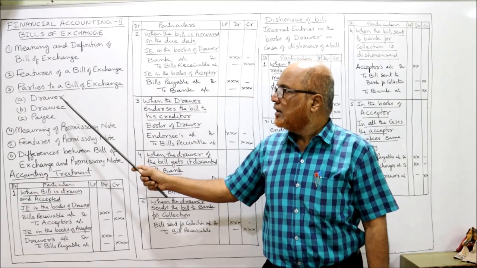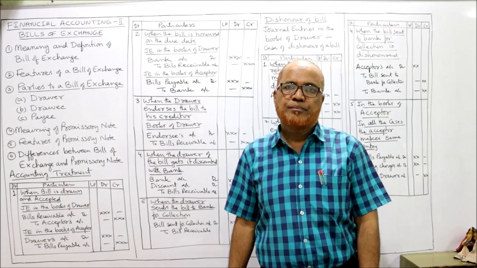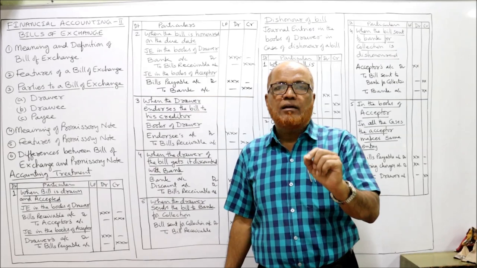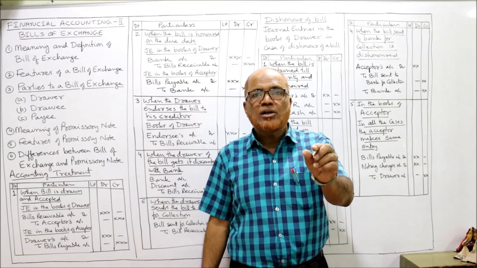Drawee is the person on whom the bill is drawn. In other words, drawee is the buyer. Drawee is the buyer or debtor. So after accepting the bill, the drawee will become the acceptor. Payee is the person to whom the amount is to be paid, which is specified in the bill.